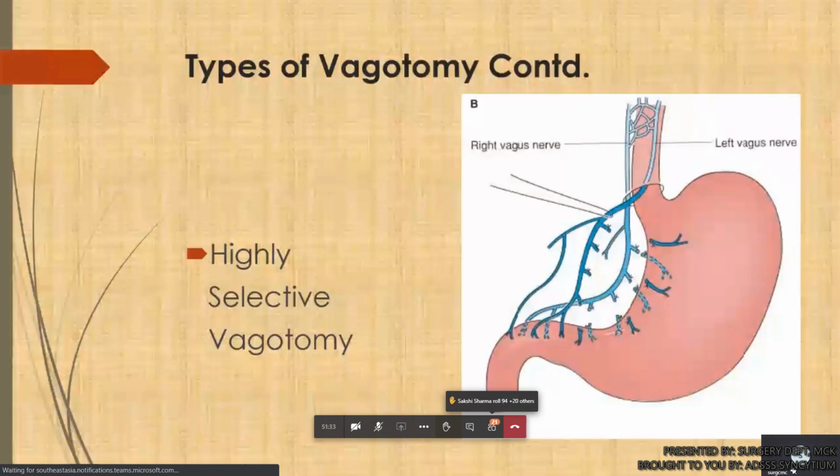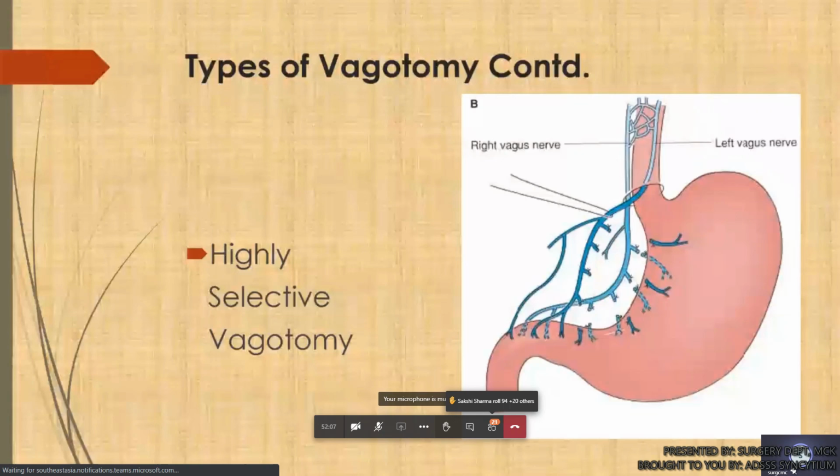Let me clear it further. Look at the picture. From the anterior vagus and posterior vagus, only the branches which go to the stomach wall are cut, keeping those branches near the pylorus. So nothing more is done. Hepatic and celiac branches are kept intact. Most of the gastric branches are divided except some branches which supply the distal part of the stomach.